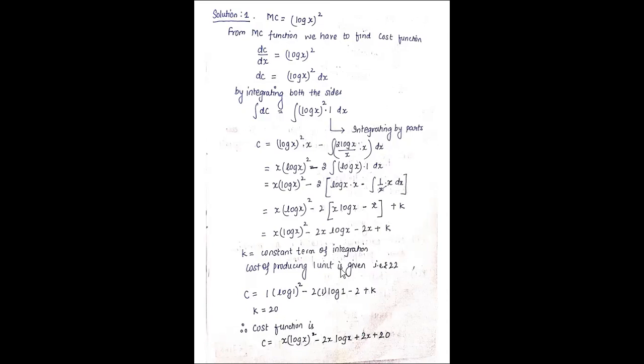Now the cost of producing 1 unit is given as 22 rupees. So for 1 unit, x equals 1, and log 1 equals 0. This is why K equals 20. Okay, K equals 20. So the cost function is given by just putting the value of K in this total cost function. So putting the value, we get this one.